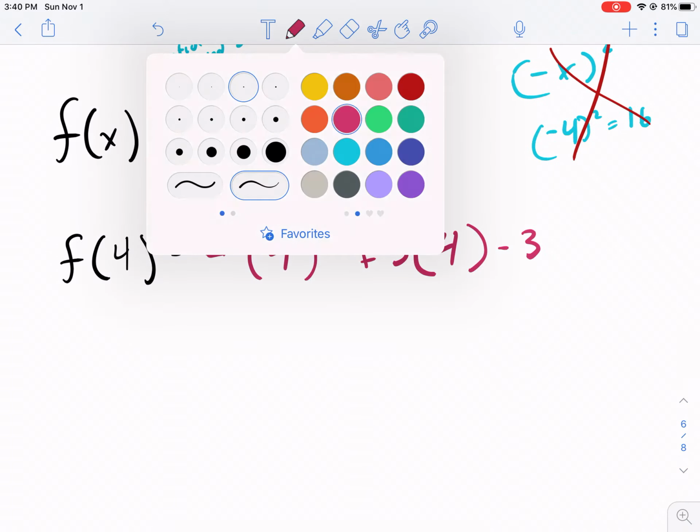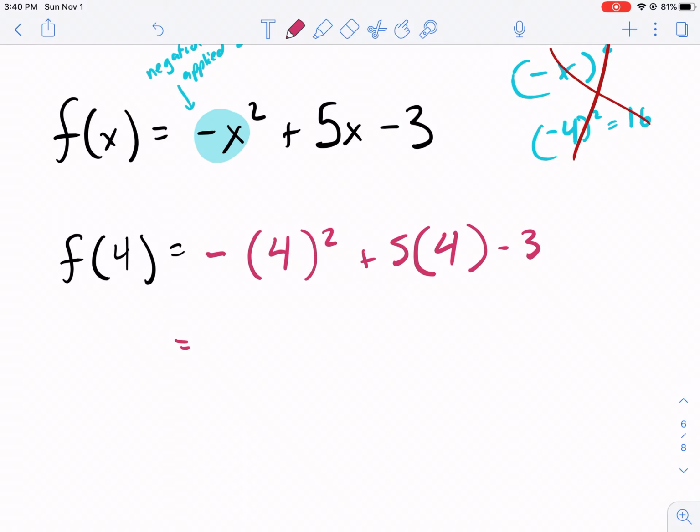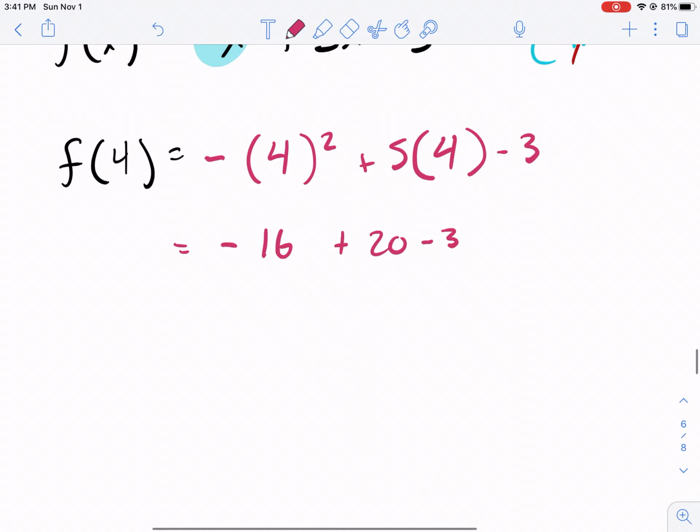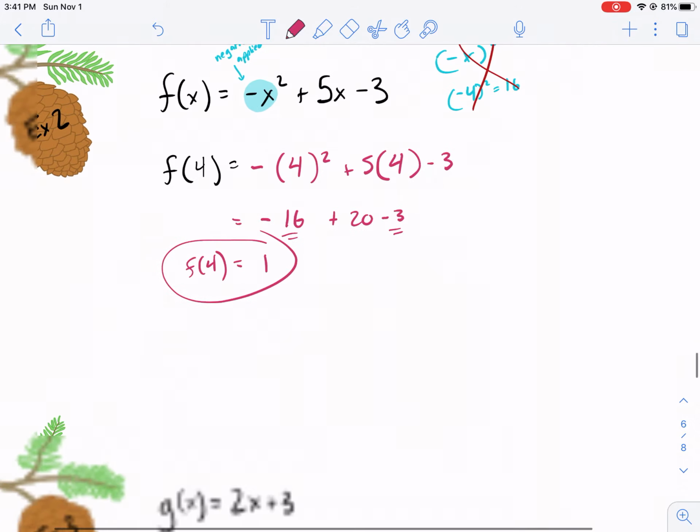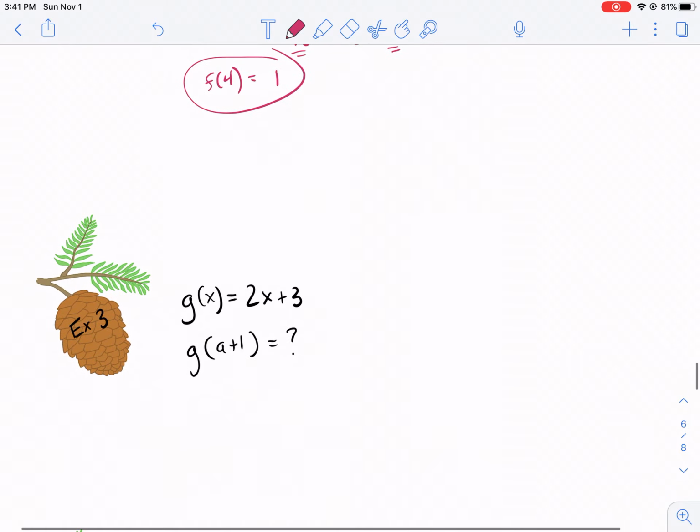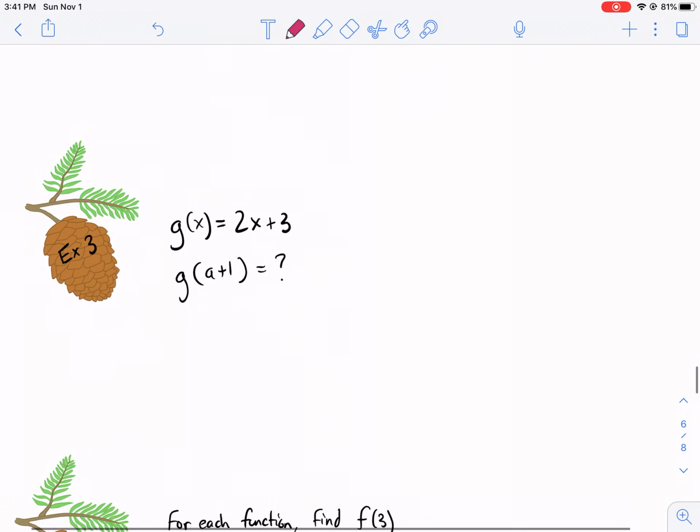Okay, and let's continue with our magenta. So now we just need to follow order of operations and simplify. So we have 4 squared equals 16. The minus comes out in front. Then we have plus 20 and then minus 3. So we're going to have negative 16, and this is going to be negative 19, and then plus 20 is going to give us a positive 1. So f of 4 equals a positive 1. I should have changed color. Sorry if you are looking for some variety. I messed that up. Example 3.